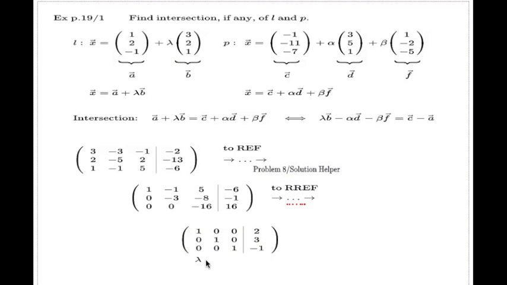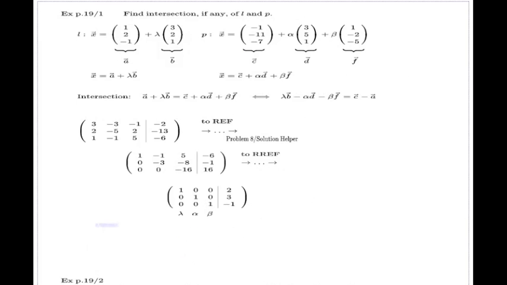Now, here's your parameter lambda. Here's the column which corresponds to alpha. Here's the column which corresponds to beta. You also know beta. You also know alpha. Sorry, I said alpha. I meant lambda. From the first line, you see that lambda is 2. From the second one, alpha is 3. Beta is 1. I think I have it somewhere. I have it here. Yes. Lambda is 2. Alpha is 3. Beta is negative 1.